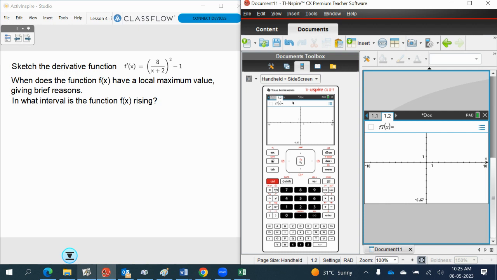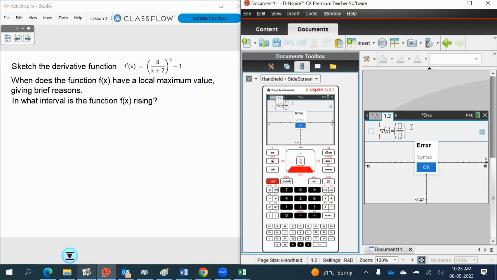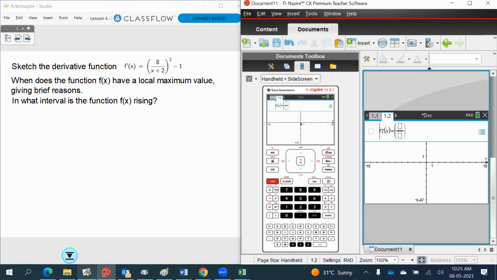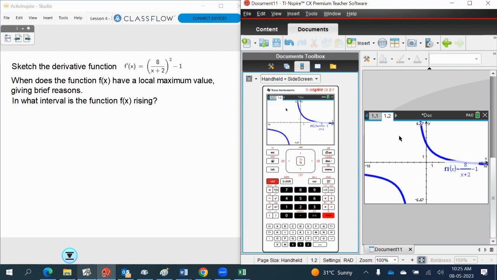This is going to be bracket 8 over x, 8 over x plus 2, minus 1. You forgot the square. Tab, move up, squared. So the function looks like this.